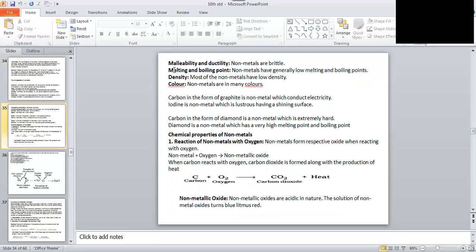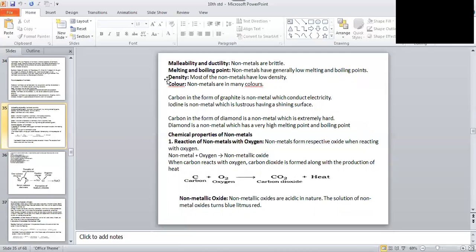Next property is malleability and ductility. These properties we had studied in metals. Non-metals are brittle. They are not malleable and ductile. Then melting point and boiling point. We know that metals have high melting and boiling points. We had studied the exception also. Here, the property of non-metals: non-metals generally have low melting and boiling points.